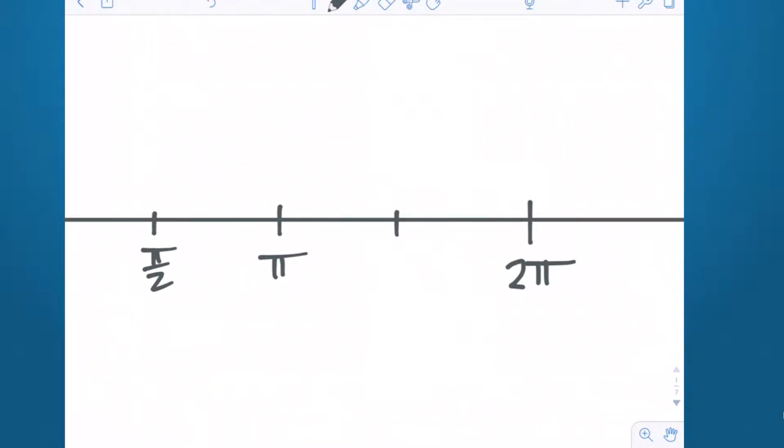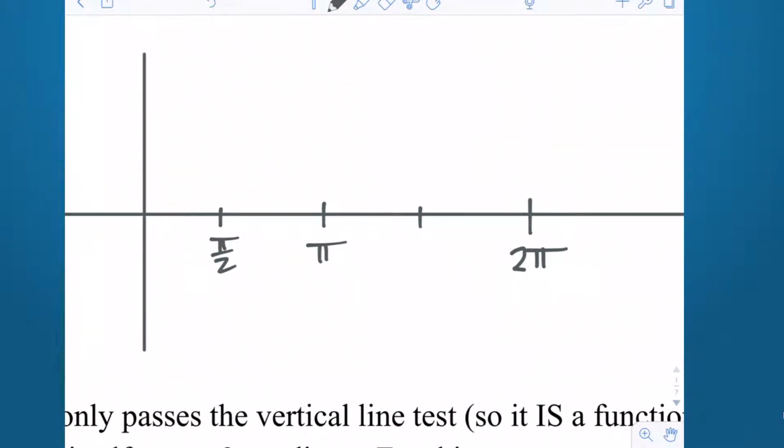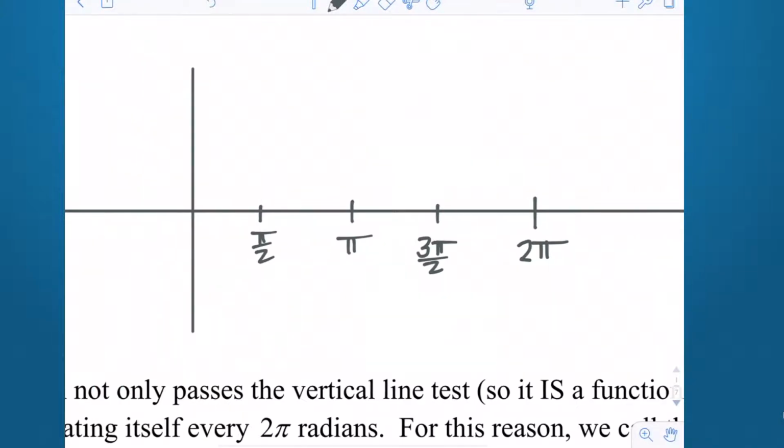We can bisect the distance between pi and 2 pi and label it as what? It would be 3 pi halves. Good. Nice. So these, including 0, those are very special angles. On the unit circle, those are our what angles? They land on the axis, thereby dividing the quadrants. They're called the quadrantal angles. Okay? Now, those are kind of the important ones because those hit the x and y axis.